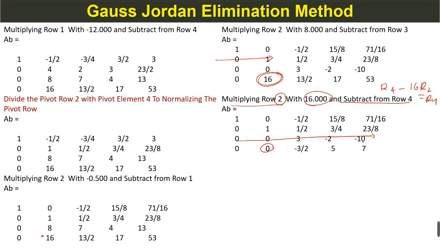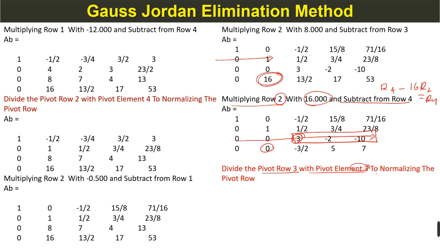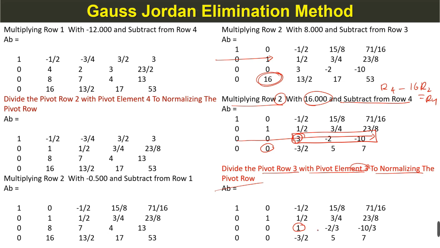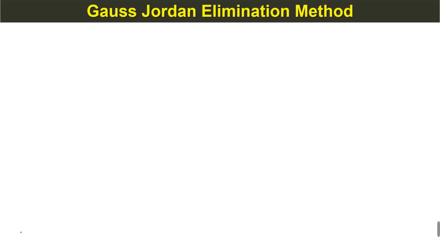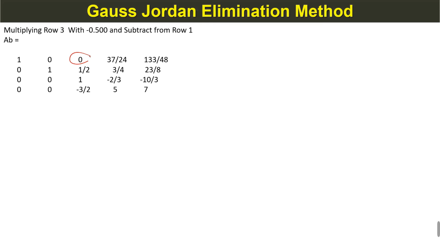Next the pivot row is this one. We normalize this pivot row by dividing by 3, so we have the pivot element 3. By normalizing, this is equal to 1, and this is the normalized pivot row. Now we will eliminate all these terms by multiplying with this one and subtracting. First we multiply r3 with minus 1 by 2 or 0.5, r1 minus 0.5 with r3. This is equal to r1, and here we can see that this is eliminated now.